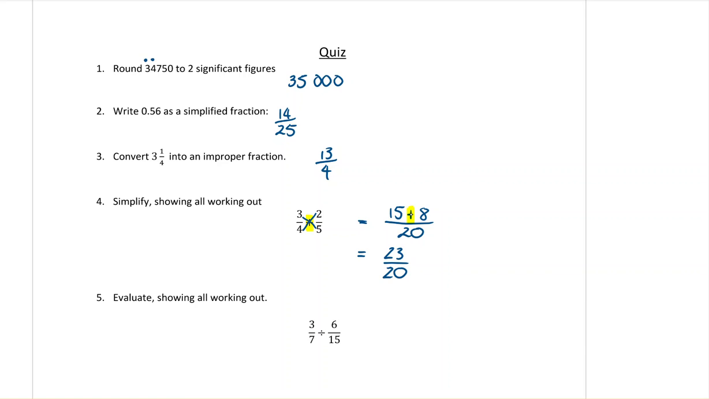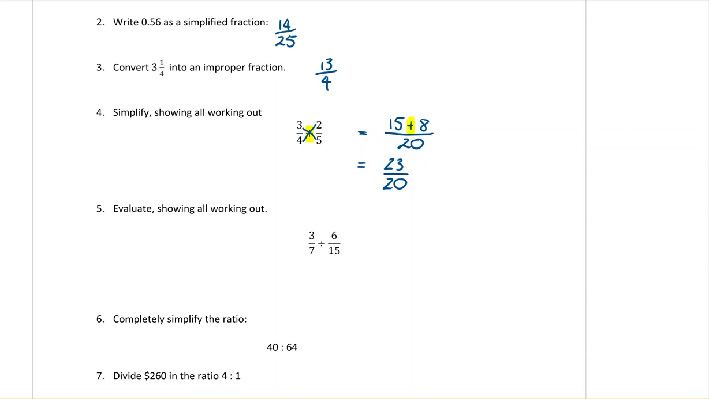Question 5 is a division. And multiplication and division are very similar. Division just has an extra step. And the extra step, if you remember me saying this at the beginning of the year, is the leave, kiss, flip. Remember me saying that? Okay. So when you see the divide, you leave the first fraction. So you write it down exactly the same, 3 over 7.